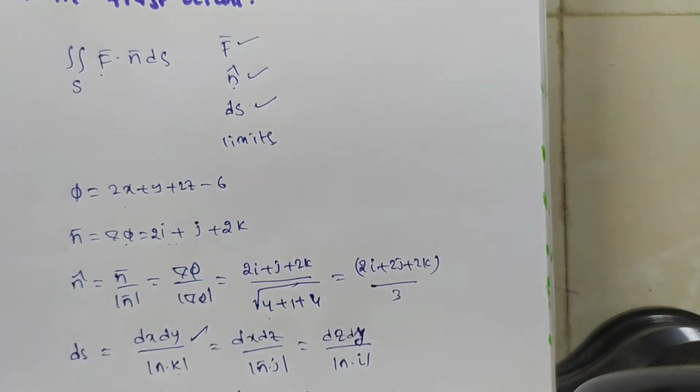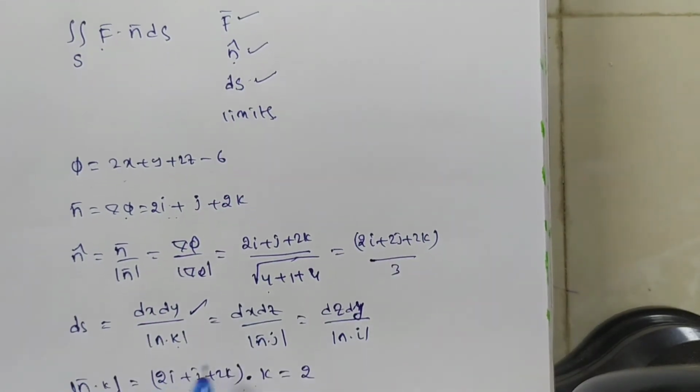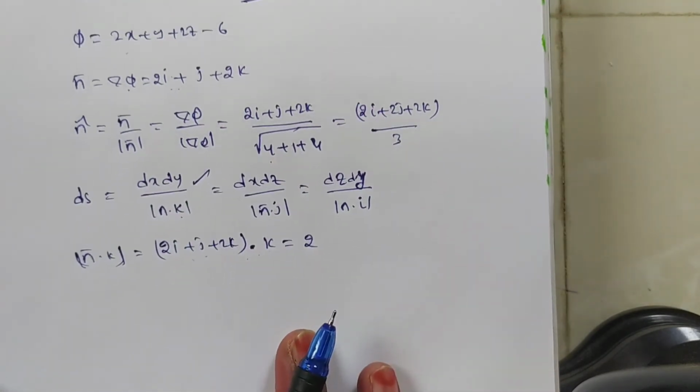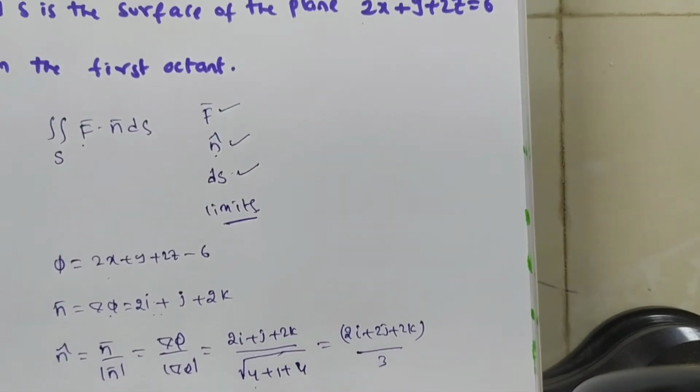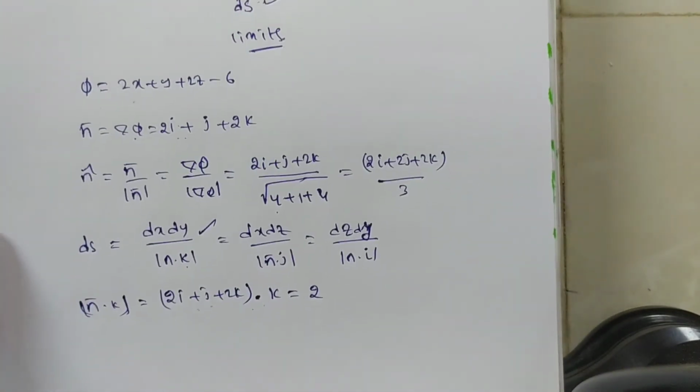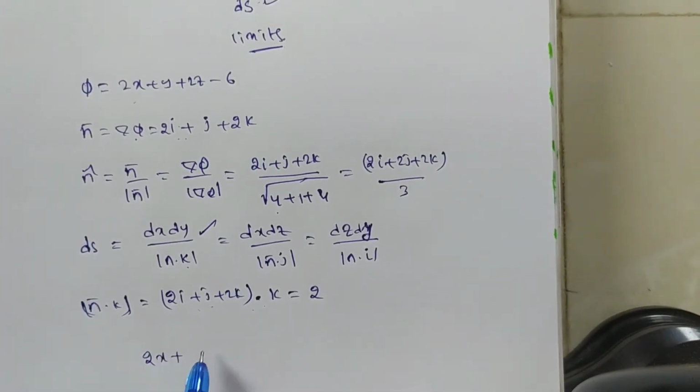We have also decided which plane to project onto: the xy plane, the yz plane, or the zx plane. Next we need to find the limits. Last one, limits. How will you find them? See the surface. Again, go for the surface only. The surface is 2x plus y plus 2z is equal to 6.